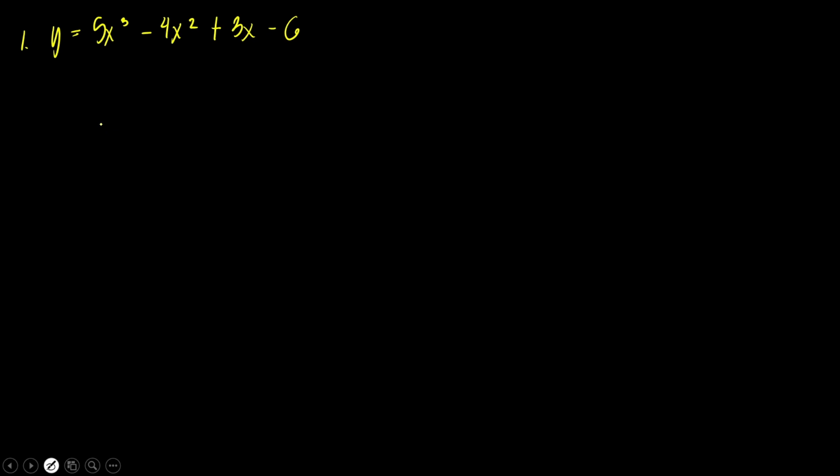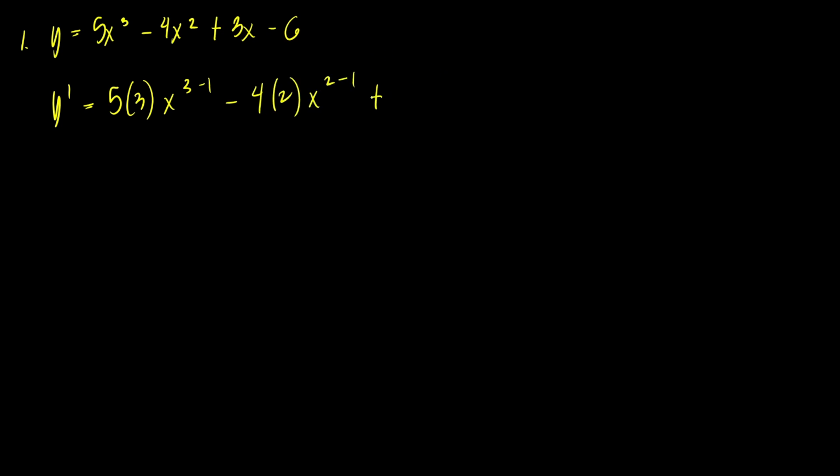So here we have our first example. We have y. In order to derive y, we have y prime. So we have 5x raised to 3. Therefore, 5 times 3, x raised to 3 minus 1, minus 4 times 2, x raised to 2 minus 1, plus 3 times 1, x raised to 1 minus 1. Then 6 is a constant, therefore you just go 0, okay? So this here is the power rule.